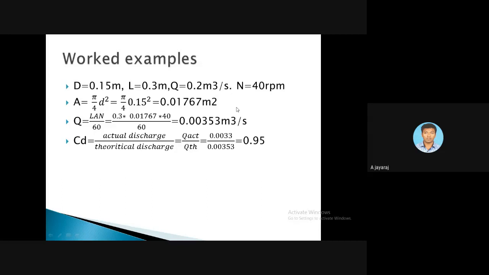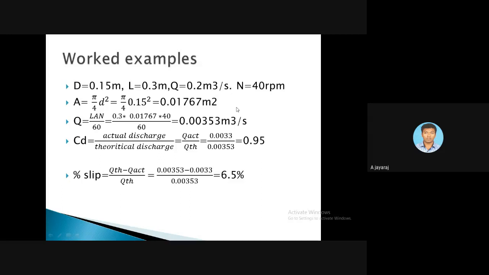So coefficient of discharge is given by the ratio of actual discharge by theoretical discharge. I know the values of actual and theoretical discharge. So on dividing those, I'll be obtaining the coefficient of discharge as 0.95. It is unitless, because the unit of Q gets cancelled out in numerator as well as denominator.